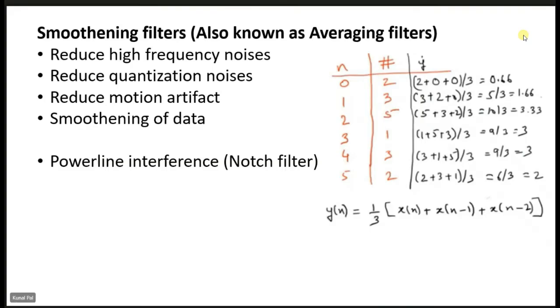In FIR filters, among the various types of filters that you can design, one of the filters is the smoothing filter. It is also known as the averaging filter. The smoothing filters are also regarded as averaging filters, and these filters are usually low pass filters. So low pass filters are averaging filters, or the smoothing filters, whatever you say. So what are the different activities these smoothing filters do?